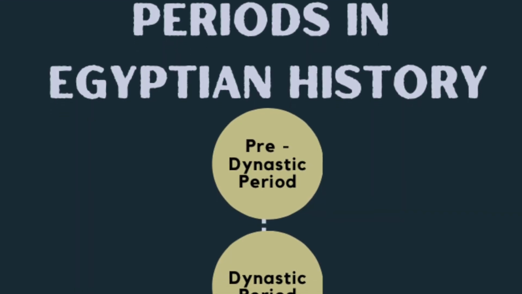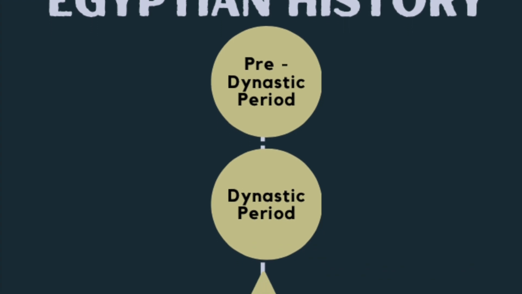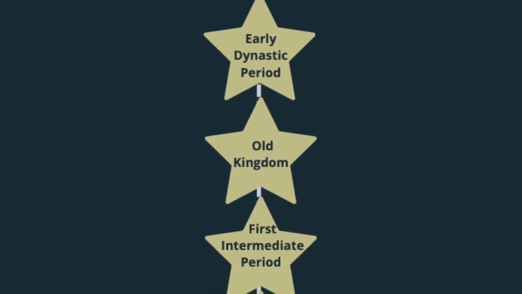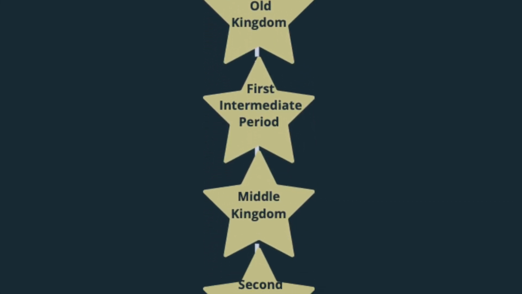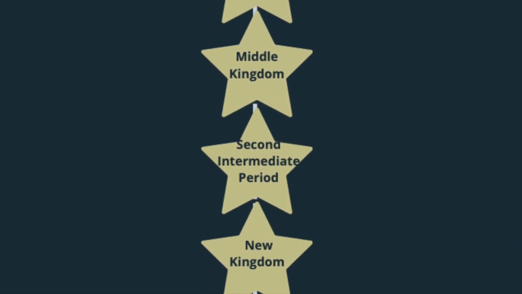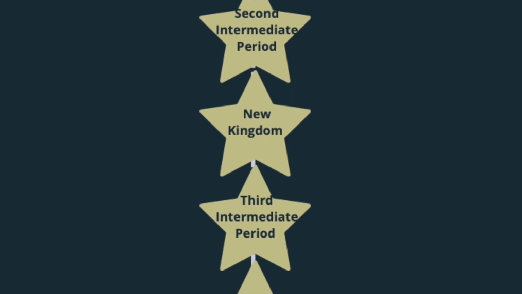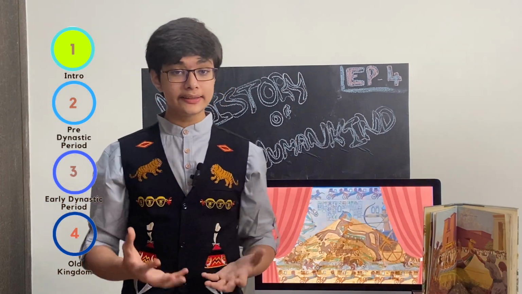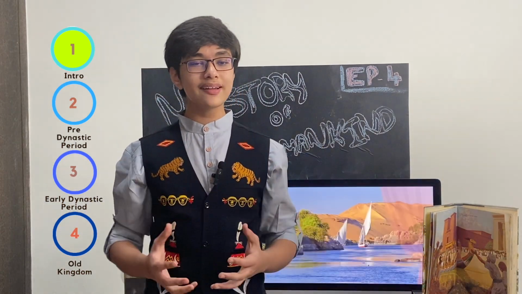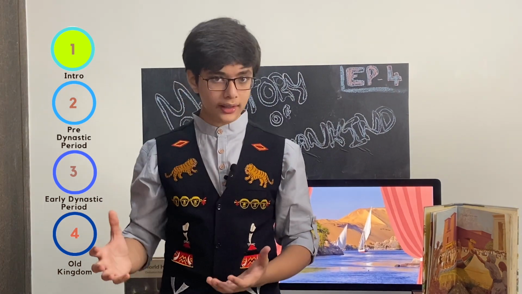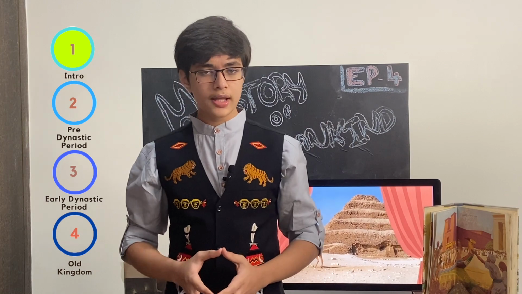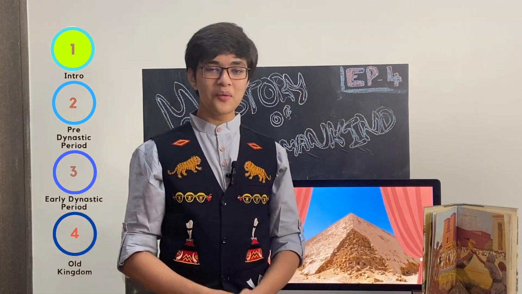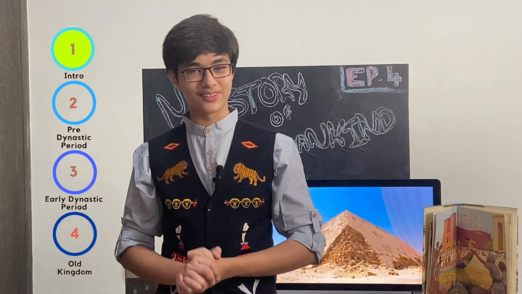This is a flowchart showing all of the periods in Egyptian history. Please take a close look as this will come in handy throughout the Egypt episodes. The periods which have intermediate in their names are those which were in a state of anarchy, which means that no king ruled the place in that particular era. The ones which have kingdom in the end of their names are the golden eras in Egyptian history. With all of this knowledge in mind, let's move on with the episode.